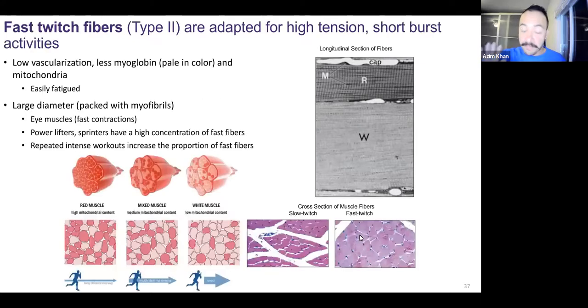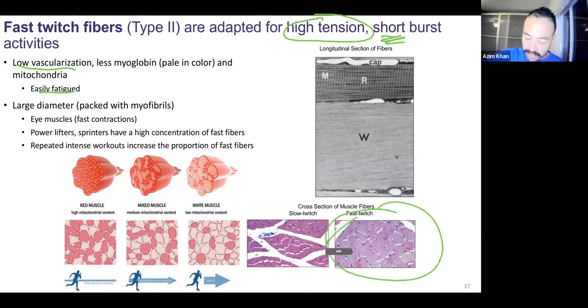Fast twitch, on the other hand, is the opposite. Fast twitch is adapted for high tension, high force, short burst activities. So it's only for a short period of time where you can use these before they tire out. They are easily fatigued. They're easily fatigued because they don't have as many blood vessels. We saw that in this one. There's not as many blood vessels going in between the muscle fibers.